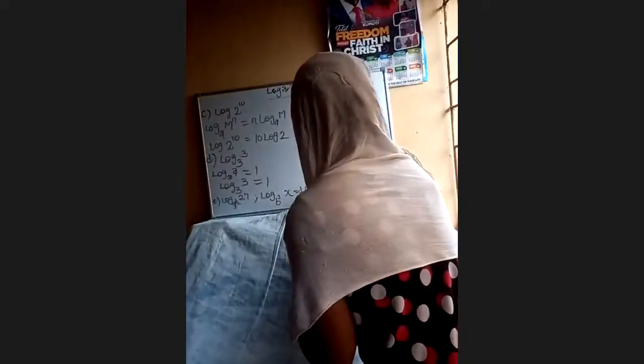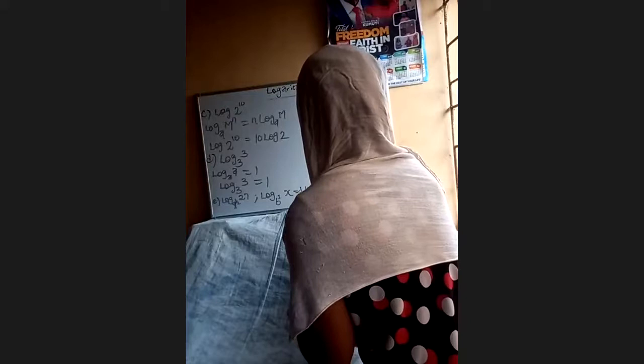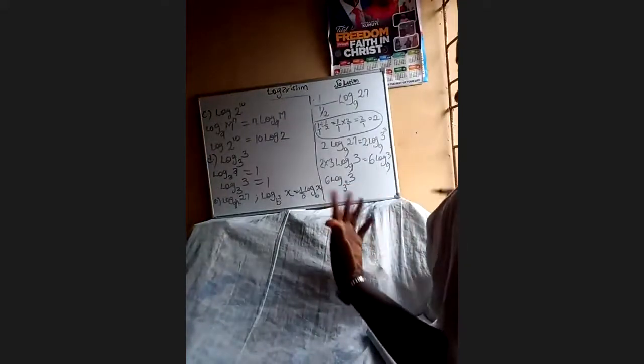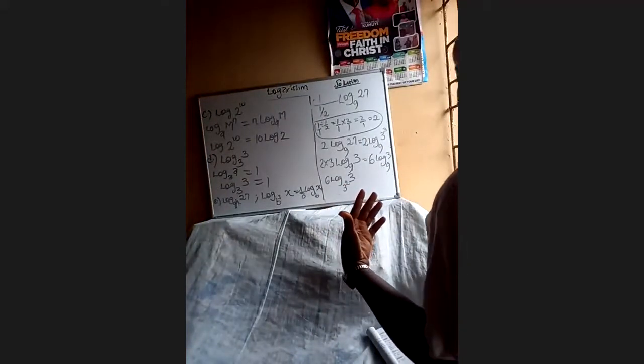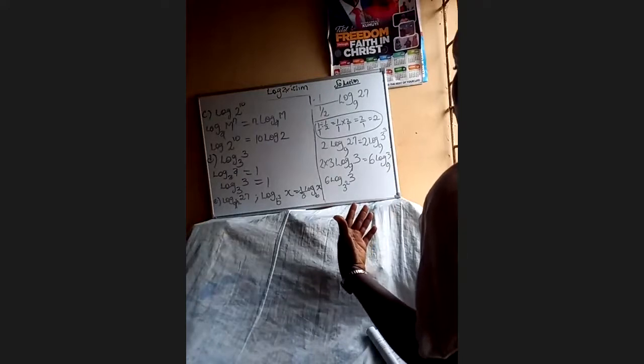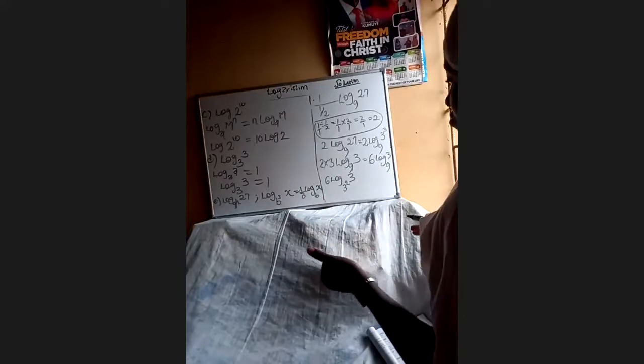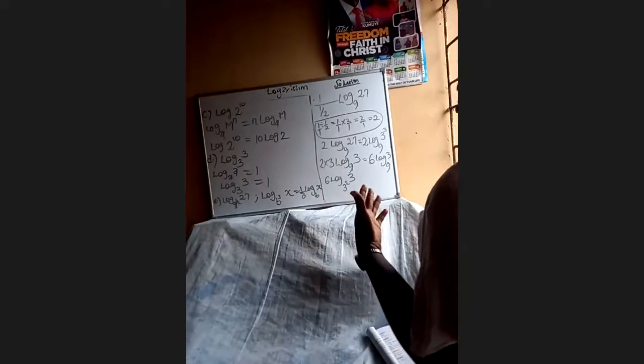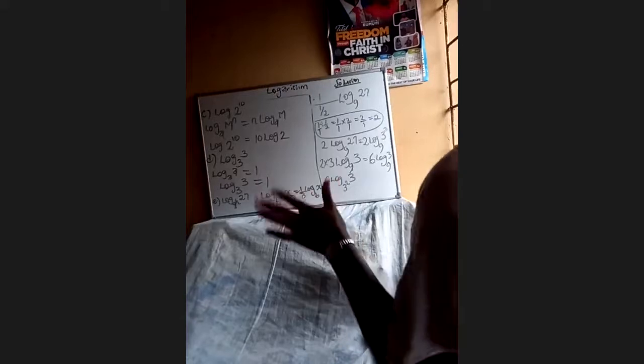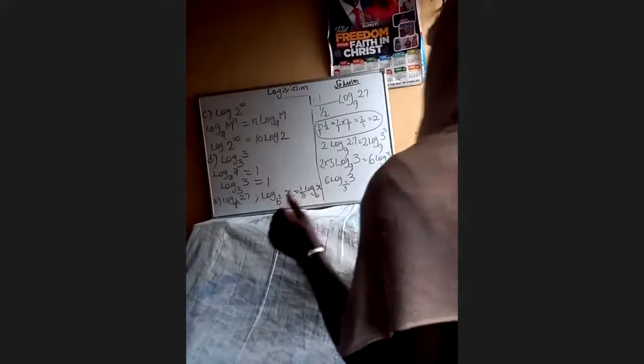Now I want to break 9 down because 9 can also be broken down into 3 raised to the power of 2. So we have 6 logarithm of 3 base 3 raised to the power of 2. Do you understand what I'm doing? Yes, ma. Do you have any questions? No, ma. Okay.